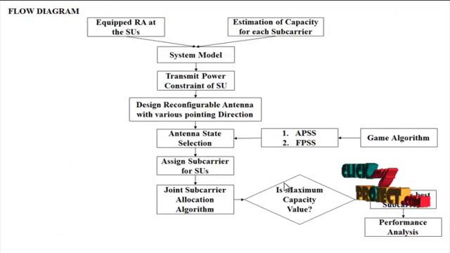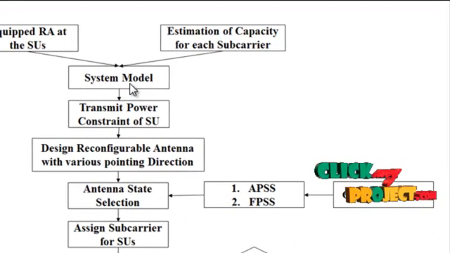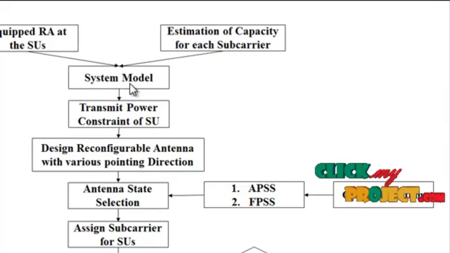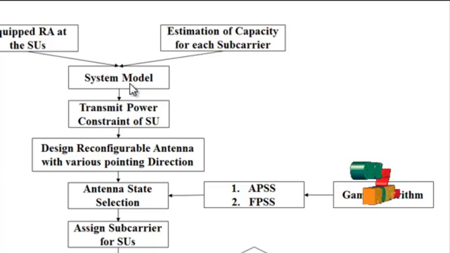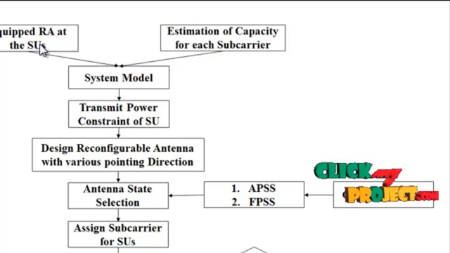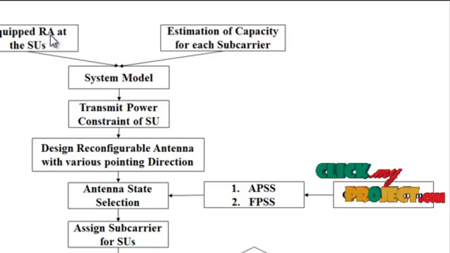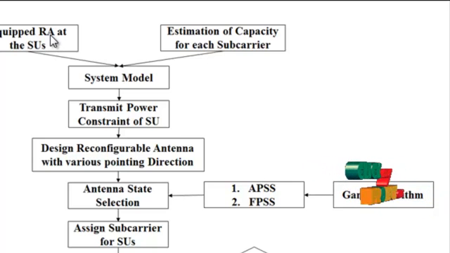Let me discuss the flow diagram for our process. Initially, the system model is designed. Our proposed model consists of one primary base station and multiple secondary base stations, in which PUs and SUs are located randomly. Here, SUs are equipped with RAs, which have the capability of choosing an antenna state among the available possible states. Omnidirectional antennas are mounted for the PUs, PBS and SBS, whereas SUs use the RA within the game structure. The system also uses the orthogonal frequency division multiplexing approach, where subcarriers are assigned to each SU.